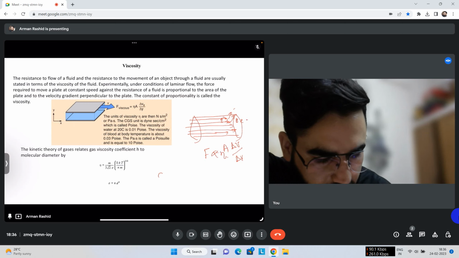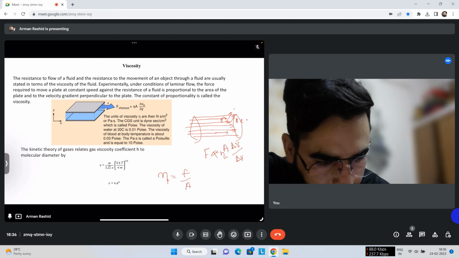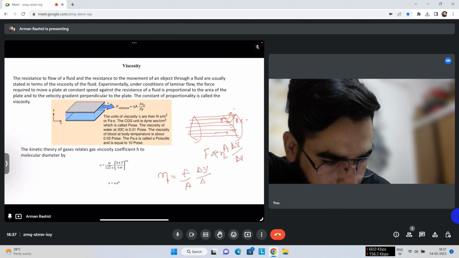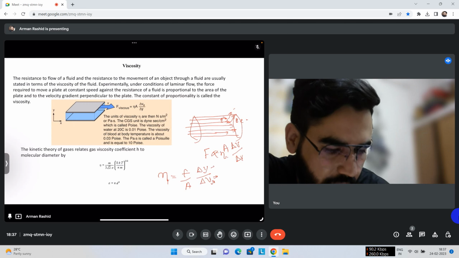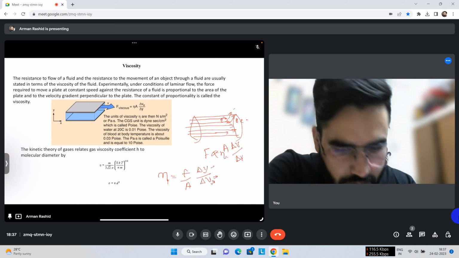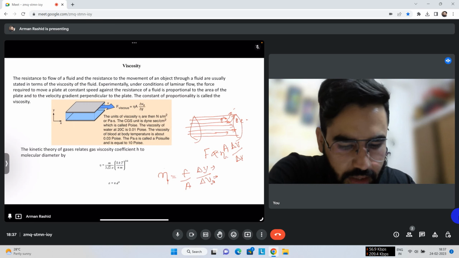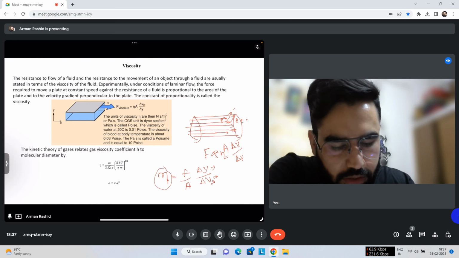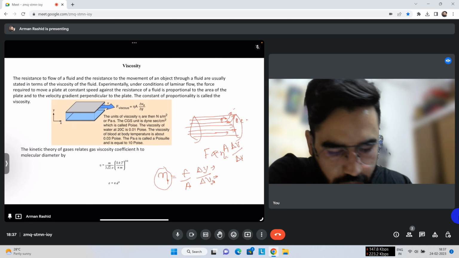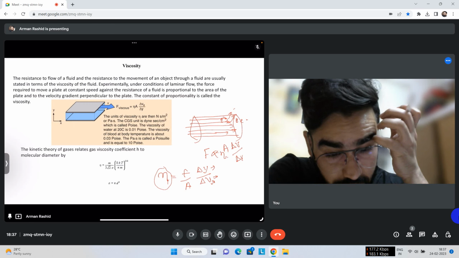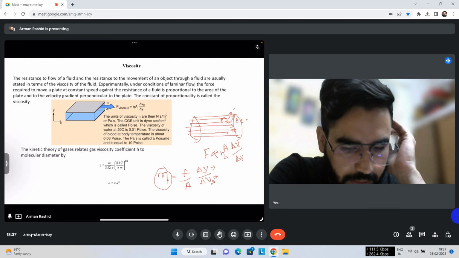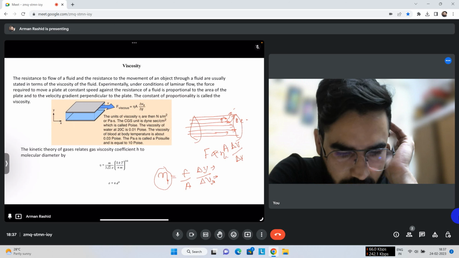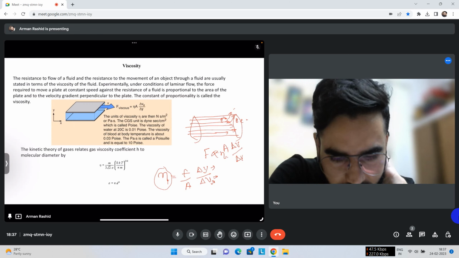So viscosity is defined as force per unit area multiplied by delta y by delta vx, where v is velocity and y is the separation between two liquids. This is called the viscosity coefficient. The units of this viscosity coefficient are Newton second per meter square, or Pascal second. The CGS unit is dyne second per centimeter square.